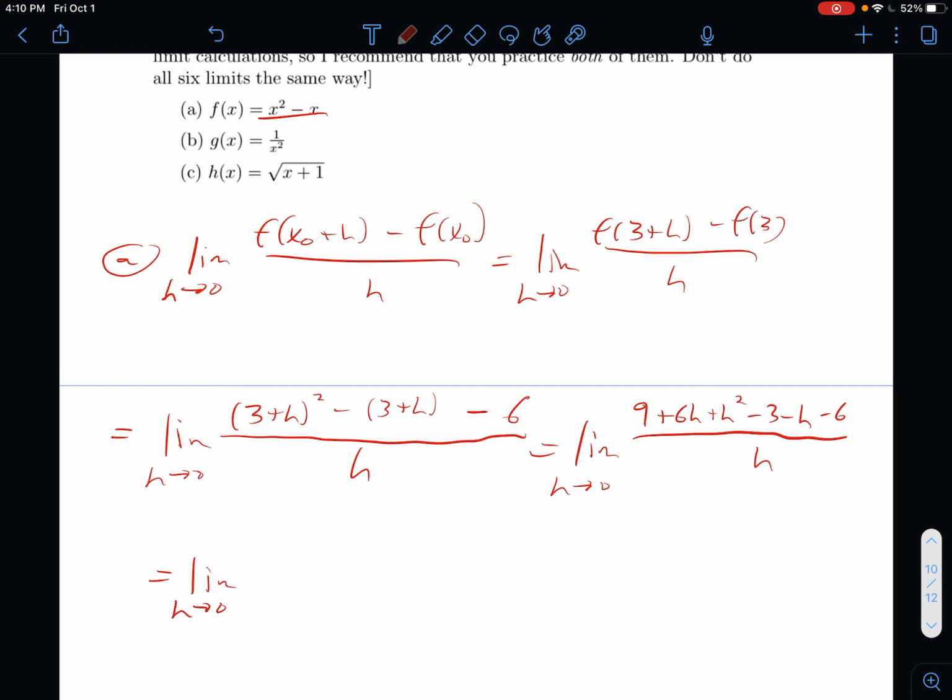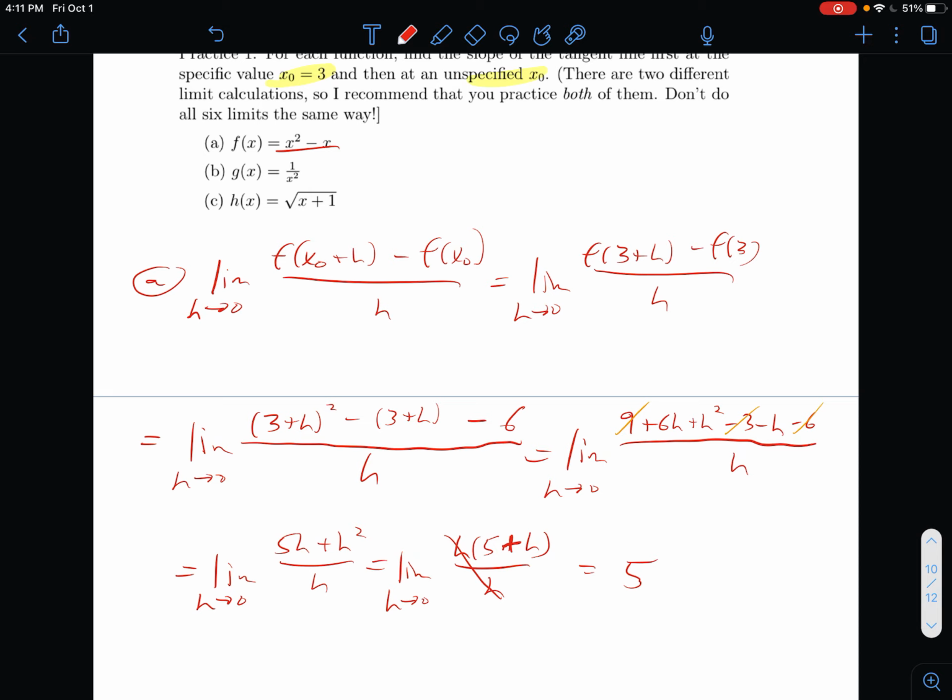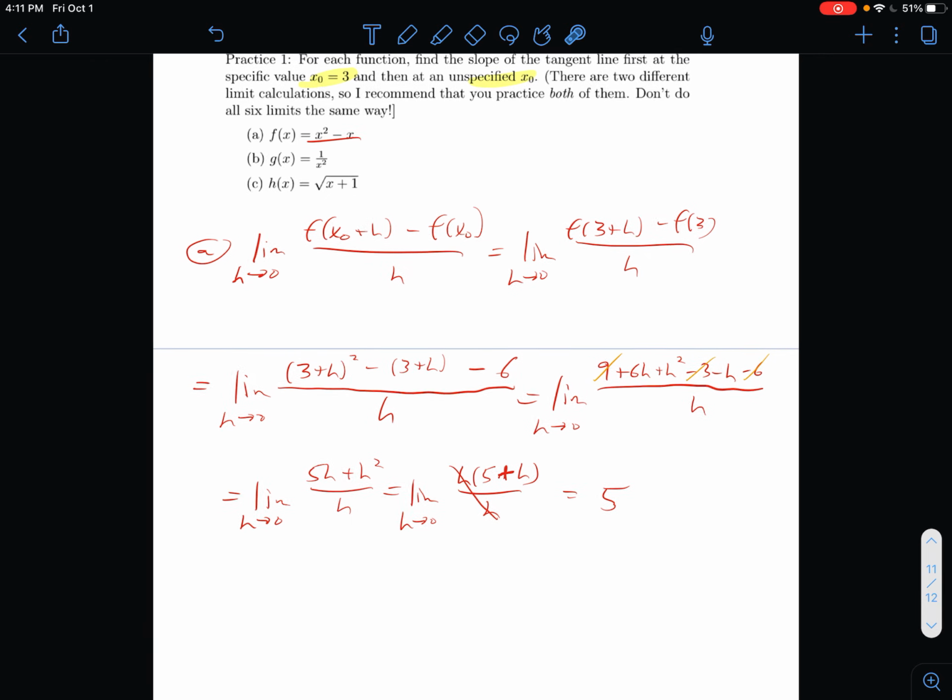I notice that 9 minus 3 minus 6 cancels, and what's left in the numerator is 6h plus h squared minus h, which is 5h plus h squared over h. I'll do the formal step of factoring out the h, which cancels. I love to plug in, and I get 5. So if I were to graph that function, the slope of the tangent line at the point (3, 6) is 5.